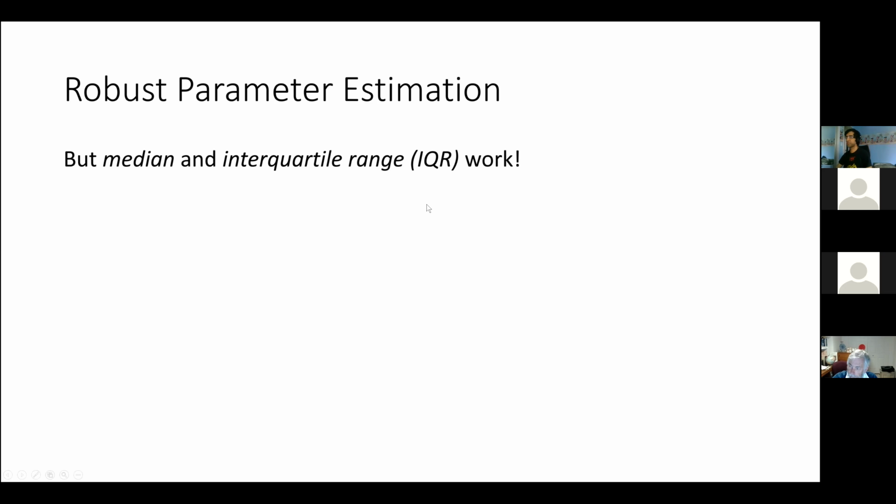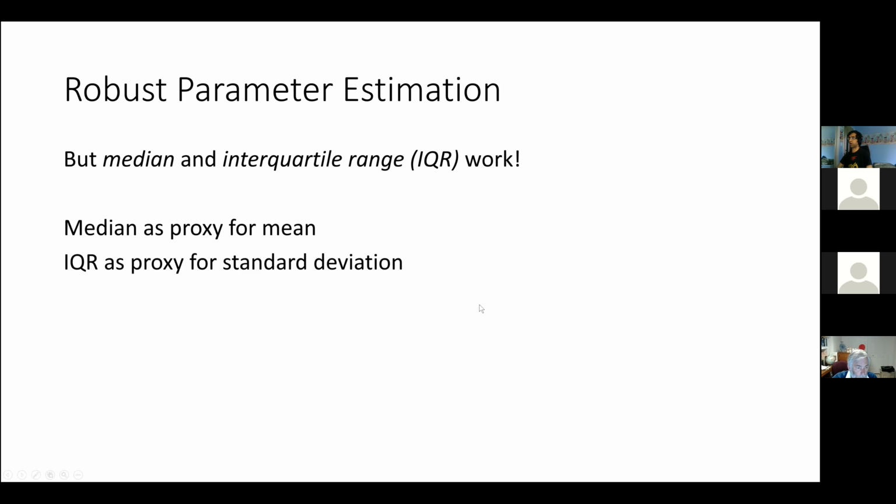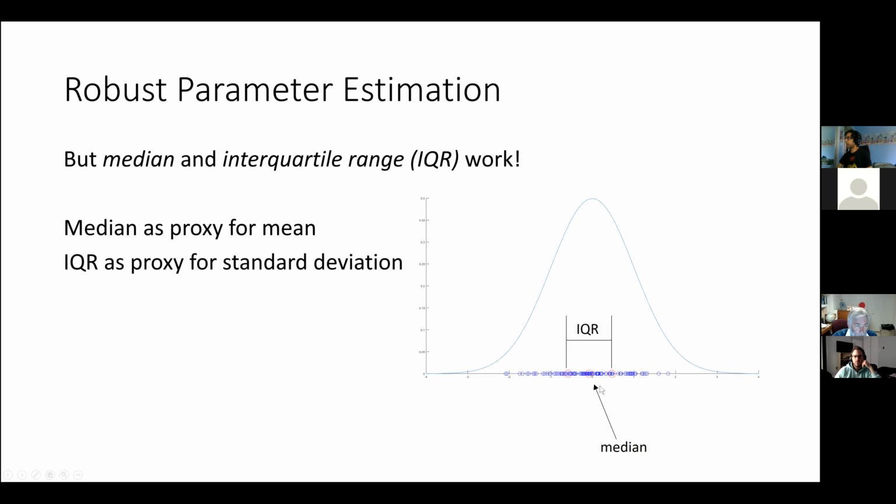Oh, no worries. Okay, anyway, like I was saying, the median and interquartile range are statistics which are robust in this setting. And you can use the median as a proxy for the mean, and the interquartile range as a proxy for the standard deviation. In case you're not familiar, the median is essentially the 50th percentile of the data set, and the interquartile range is the difference between the 75th and the 25th percentile of the data set. So notice these are all based on quantiles or order statistics, which are known to be more robust.